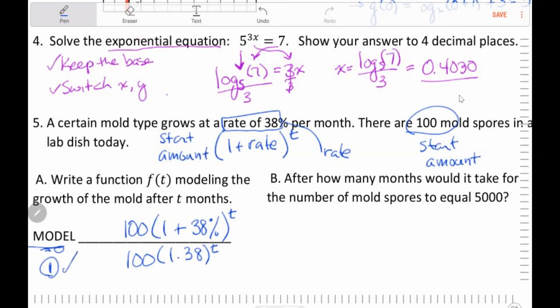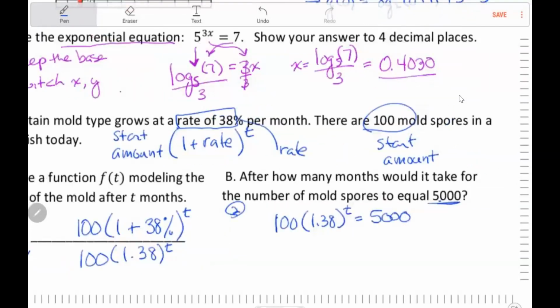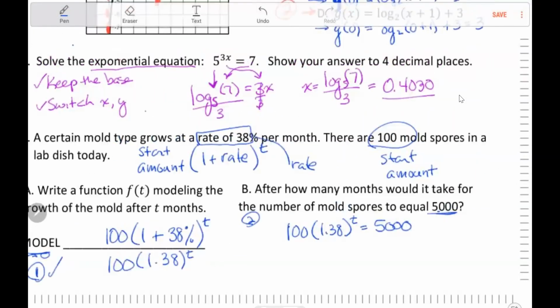So that was step one, and we're done with step one. Now step two is we want to know when this model equals 5,000. So we're going to say when does our model, 1.38 to the t, equal 5,000? That's the first thing we're going to check out. Sorry, I'm trying to adjust this so I have enough room.